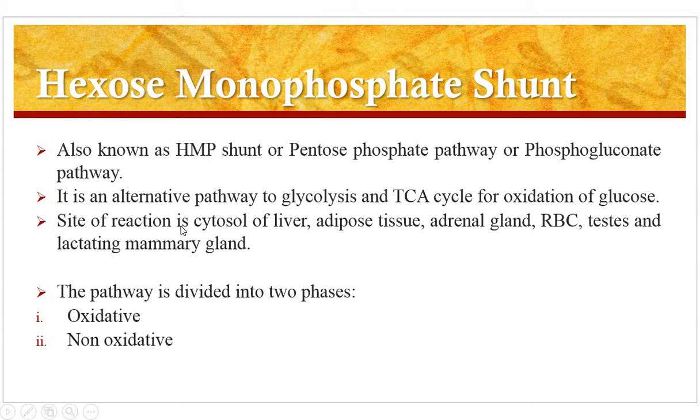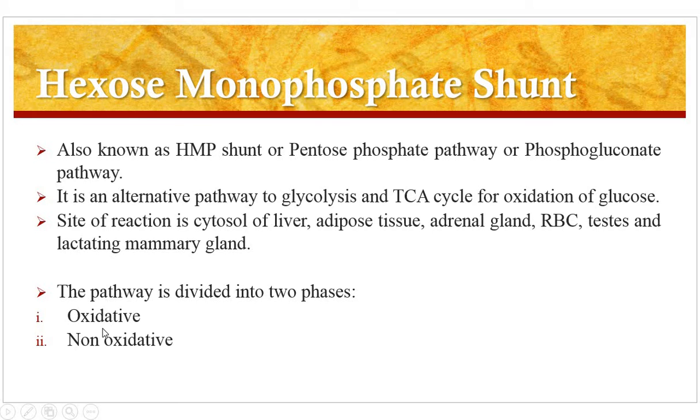The site of reaction is the cytosol of the liver, adipose tissue, adrenal gland, RBC, testes and lactating mammary gland. About 10% of the glucose per day enters this pathway. The liver and the RBC metabolize about 30% of the glucose by this pathway.